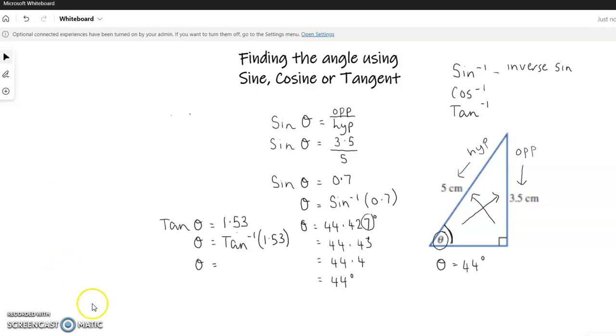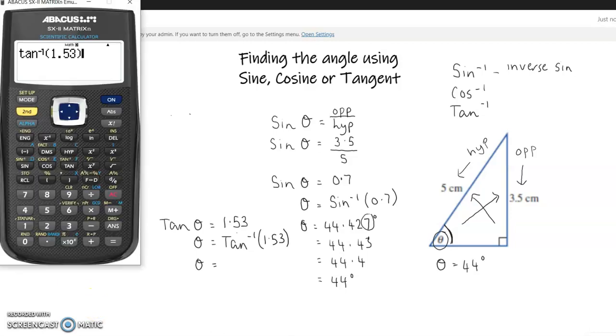I've already done that on my calculator. Let's see what the answer is. So I'm going to hit equals, and I get 56.83 degrees. Now if I'm going to round that to the nearest whole degree, I'm going to round up to 57 degrees.